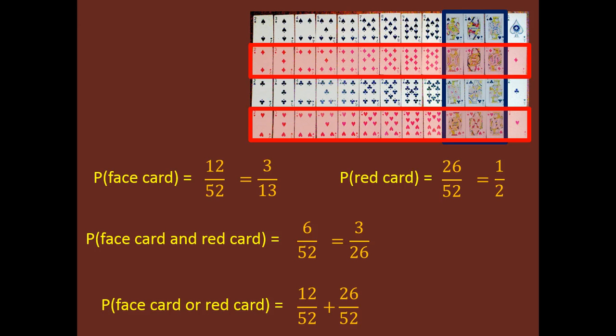So that would be the 6 out of the 52 cards that are the red Jack, Queen, and King. So the Jack, Queen, and King of diamonds and the Jack, Queen, and King of hearts. So we have to subtract 6/52 because we've double counted those 6 cards. So the probability that we have a face card or a red card is 32/52, which simplifies to 8/13.